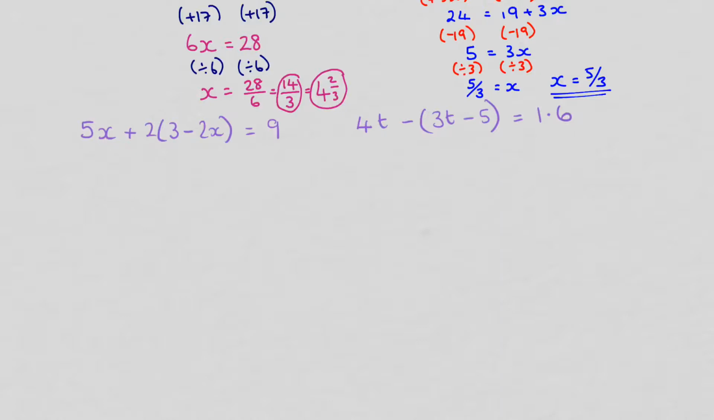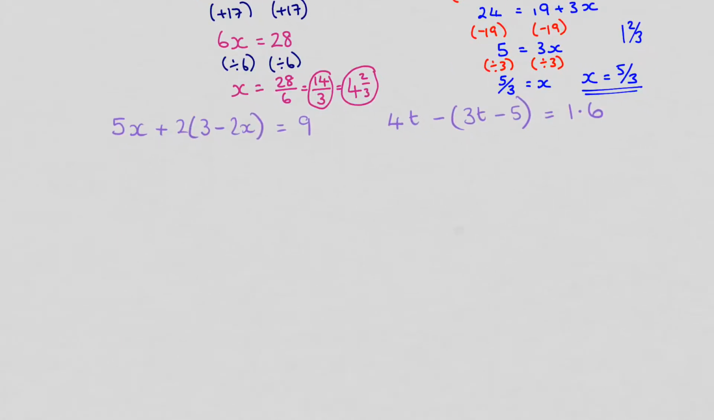Okay, so with this one, we leave it as 5 over 3, or we could write it 1 2/3 if we want to, but we don't need to do anything else with it. We shouldn't write it as a decimal, because 5 over 3 doesn't have an exact decimal and we'd have to round it, and therefore it would be inaccurate. Okay, keep going. Next one. Oops. So we keep the 5x, we multiply out the bracket.